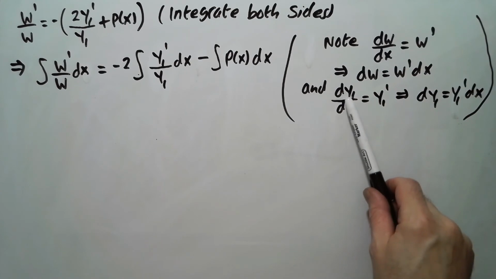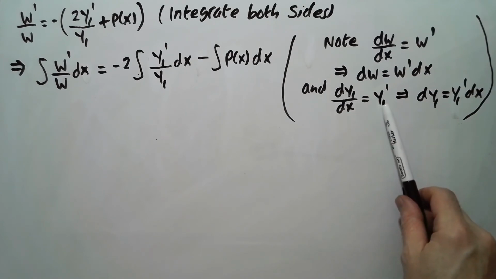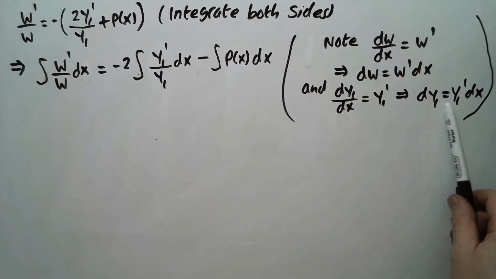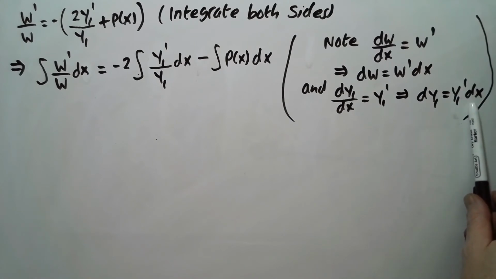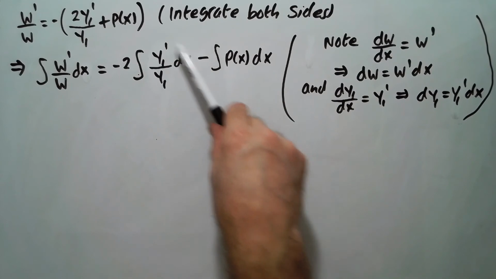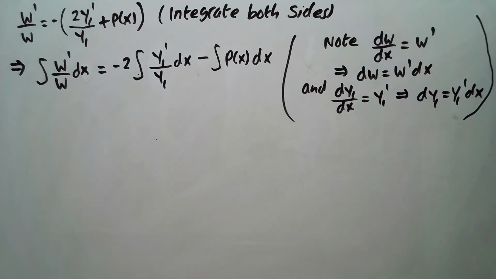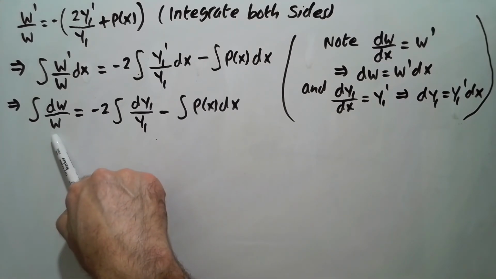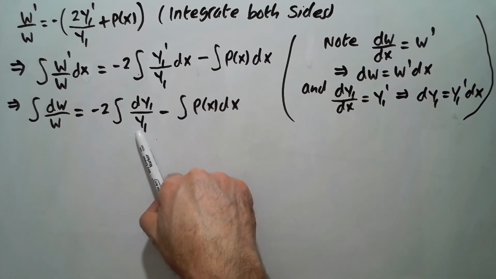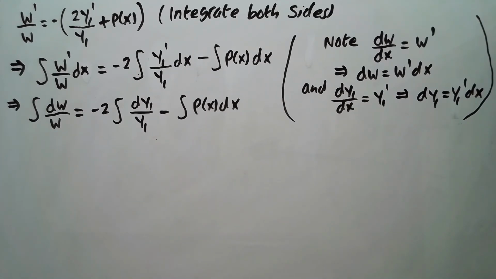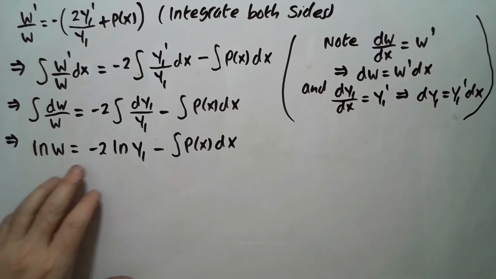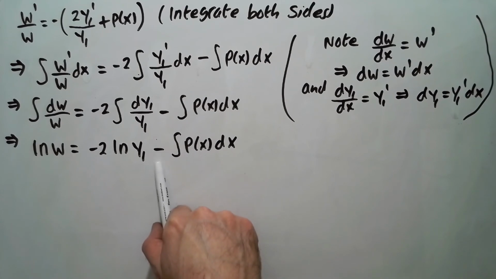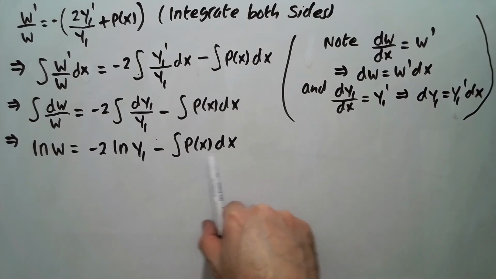And same with dy1 dx equals y1 prime. So dy1 equals y1 prime dx, so I can replace this with dy1. Doing that, we get this then, making those substitutions, and the integral of this guy will just be ln of w. This will be ln of y1. So let me write it here. Okay, so we get ln of w equals -2 ln of y1 minus integral of p of x dx.